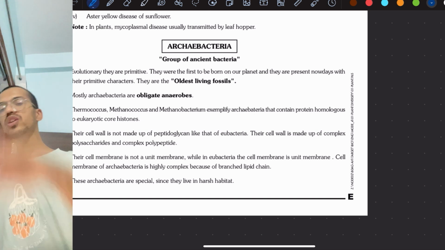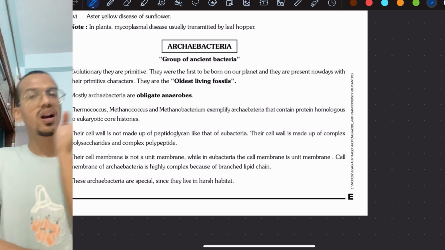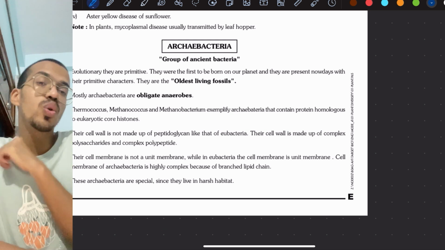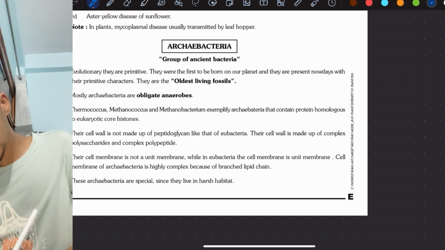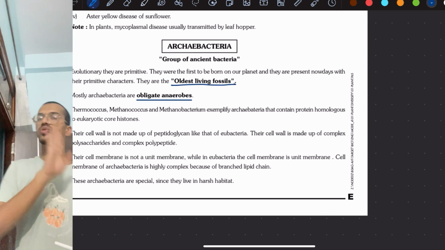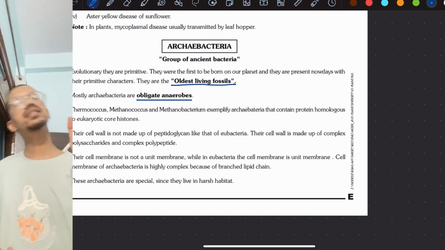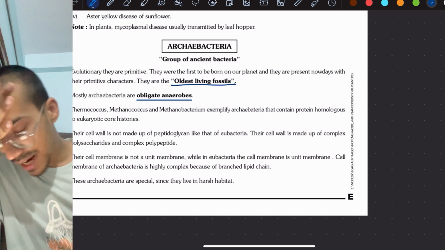Now they are a group of ancient bacteria which are very different. That's why Carl Woese put another domain for them itself. So they are the oldest living fossils. They are obligate anaerobes, means they do not require oxygen. They can survive in that area. What are those three types? Okay, that we will study.